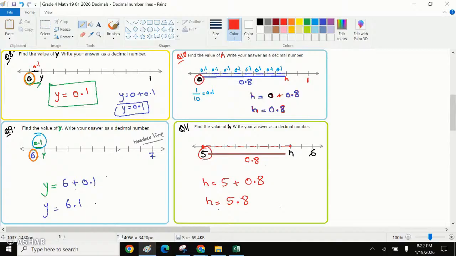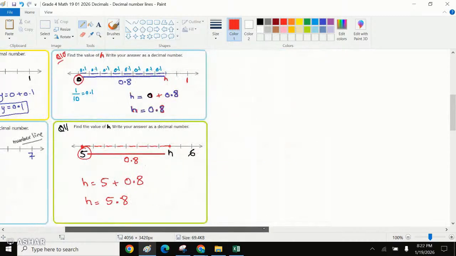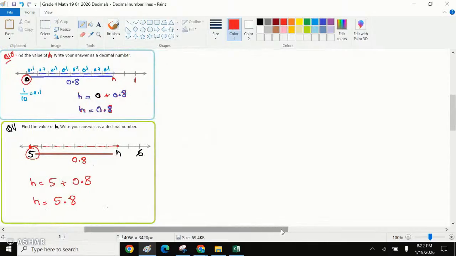Any confusions up till now? Is this clear? Is there any question? If there is, please let me know, because I will do more examples like this. Don't worry, we'll do this until it's clear to us.